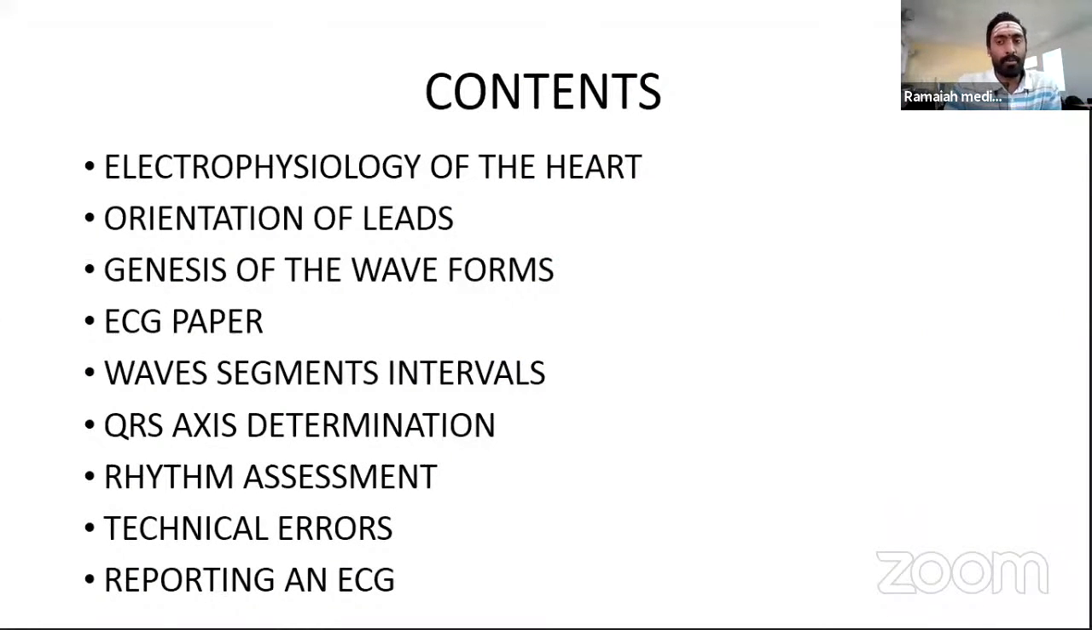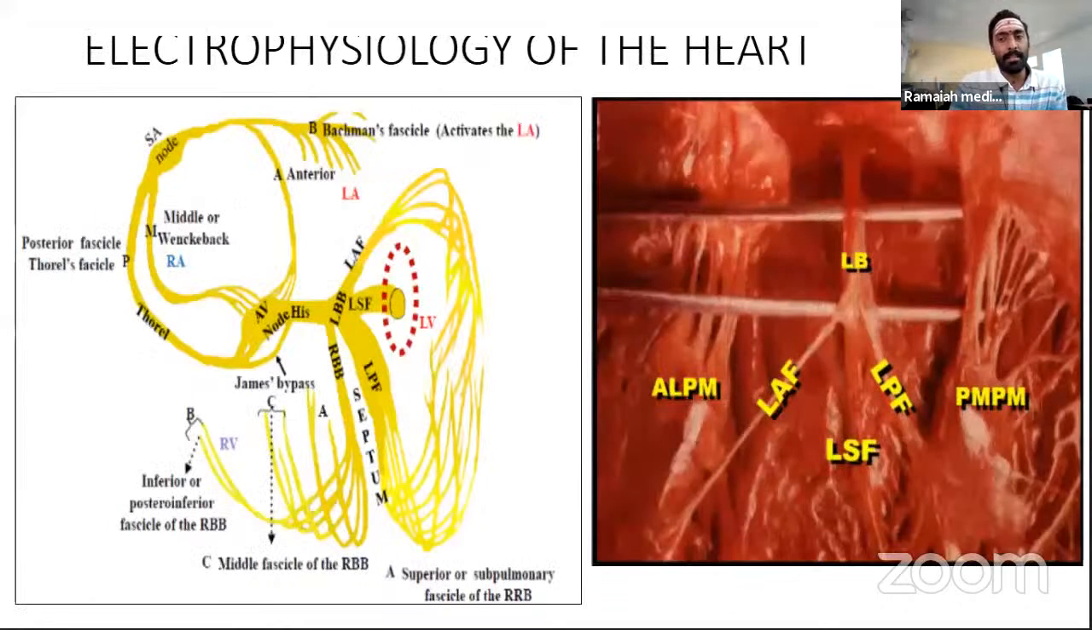So this is a brief outline of what we would be covering in this class. Today we'll be covering the basics of electrophysiology, how the leads are oriented to the heart, how each wave in the ECG is generated, how the ECG paper works, and how we determine the axis and its importance. We'll also cover the technical errors that we commonly encounter whenever we read ECGs, and the method to approach the reporting of any ECG. For everything we need the basics.